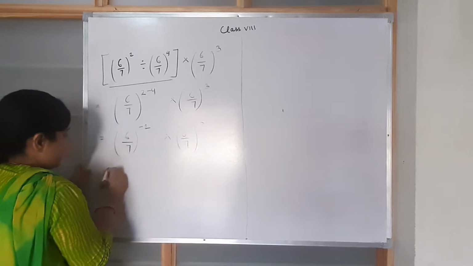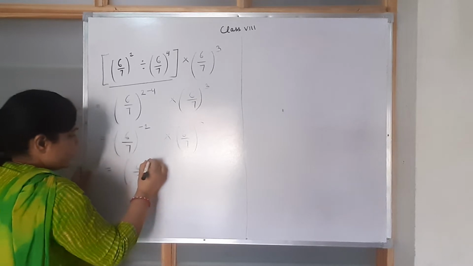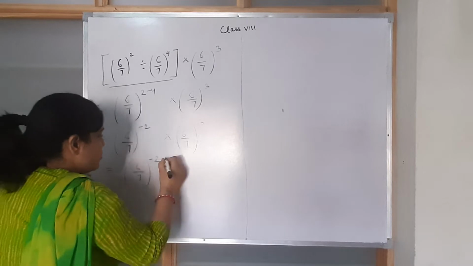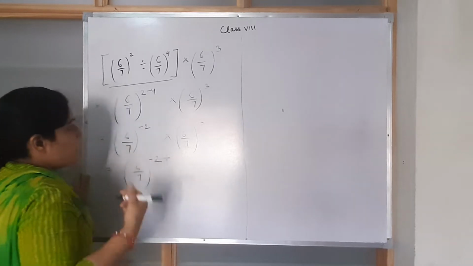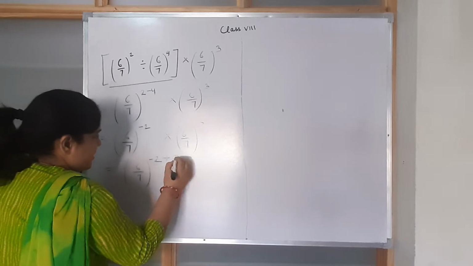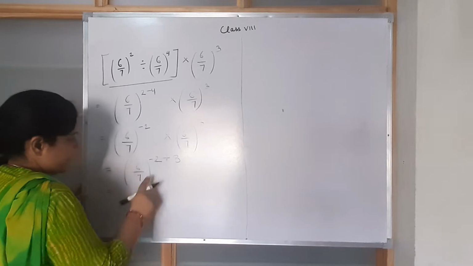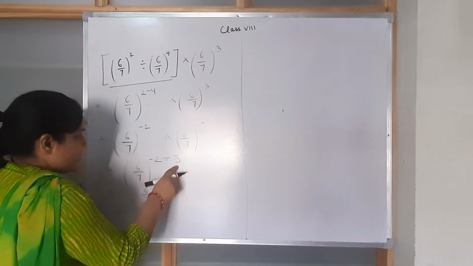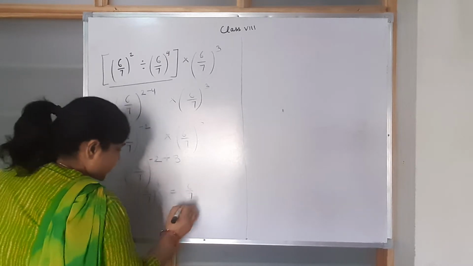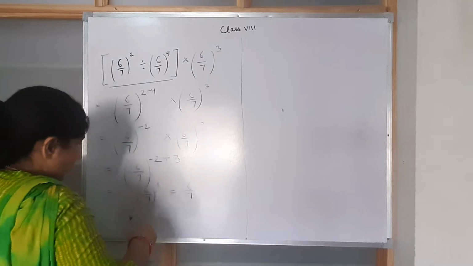Now bases are same, powers are different. Multiply sign is there, so powers will be added. Our first power is minus 2. Plus sign I am just putting. And our second power is what? 3. Just look here. So our second power will be 3. Now this is going to be 6 upon 7 raised to minus 2 plus 3. 3 minus 2 will be 1. So our answer will be 6 upon 7.